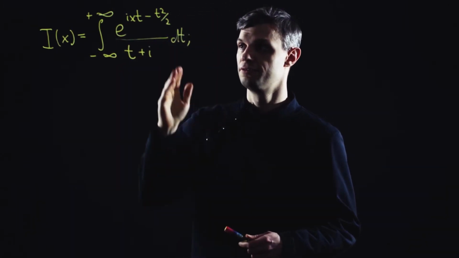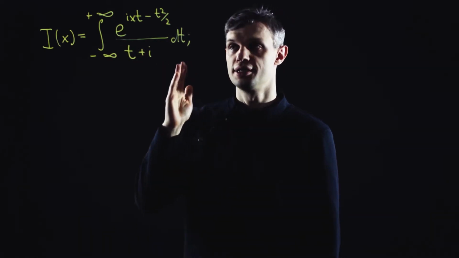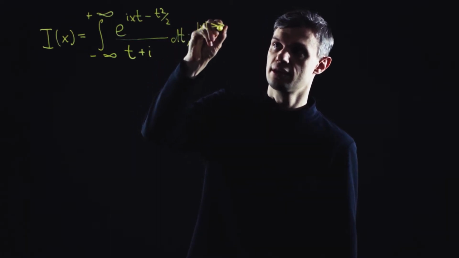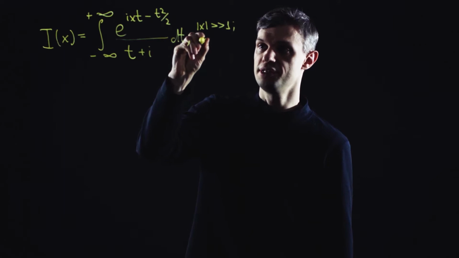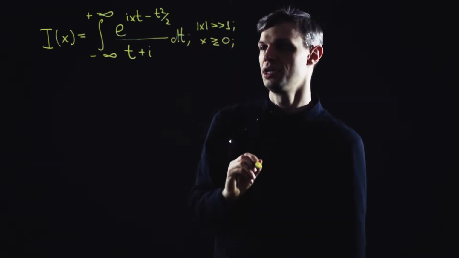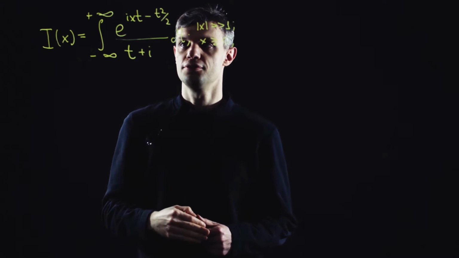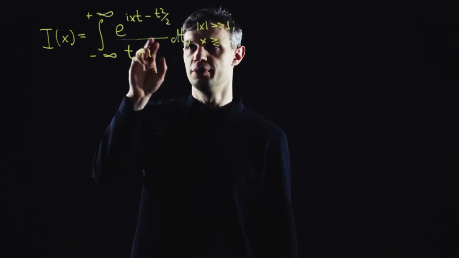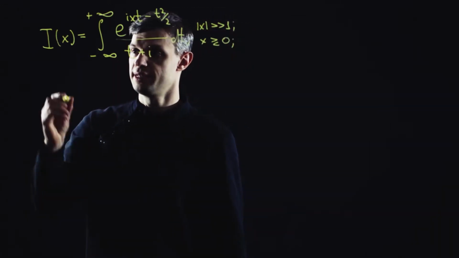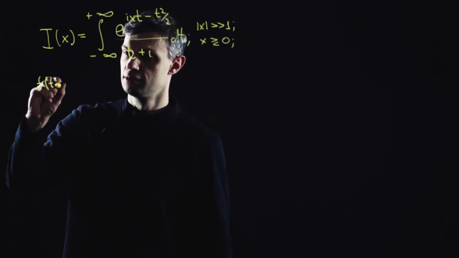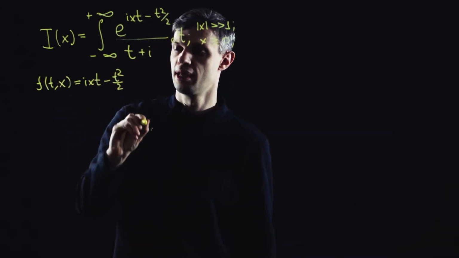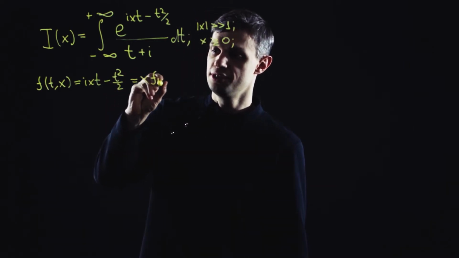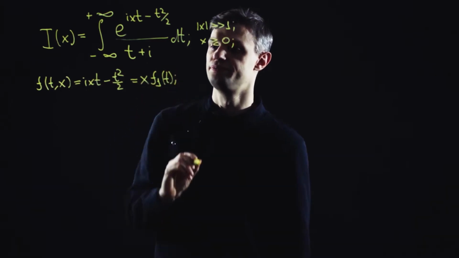The task is to find the asymptotic estimate of this integral at large values of x, and x is assumed to be either positive or negative. The first thing you notice is that your exponent function doesn't contain the large variable x in a homogeneous way, meaning that the exponent function can't be split into the product of our large parameter and an additional function of the t variable only.